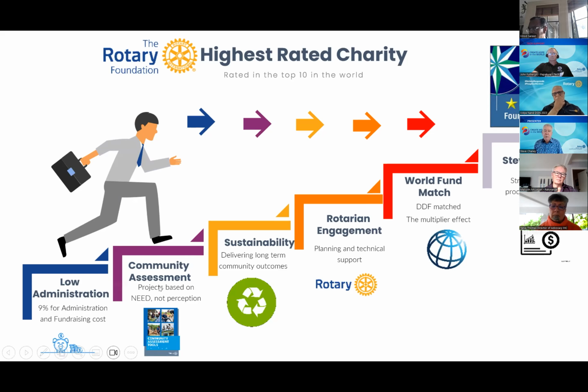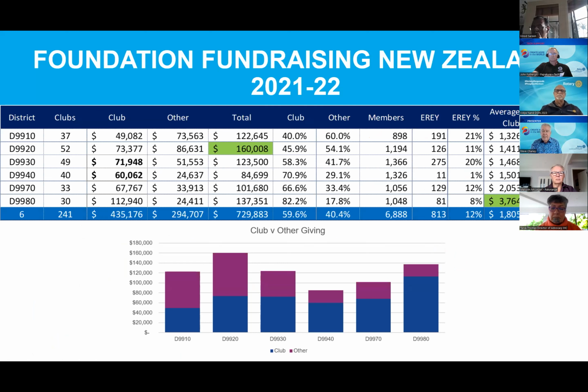Just looking at the New Zealand districts, this is 2021-22. 9910 raised 122,000. We raised 160,000, and that determines how much DDF we get in 3 years' time. So about a third of that, so about between 40 and 50,000 New Zealand dollars we'll get. And it's really important that clubs are making sure that they're donating to the foundation.